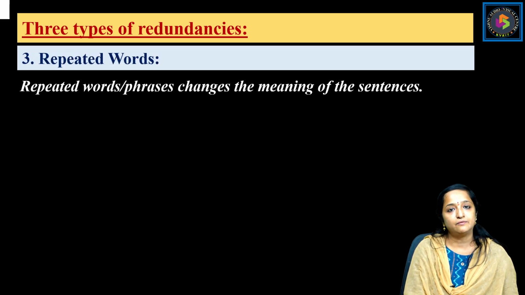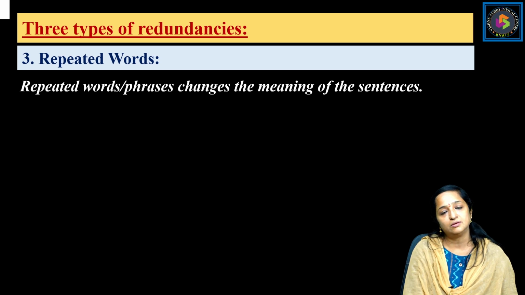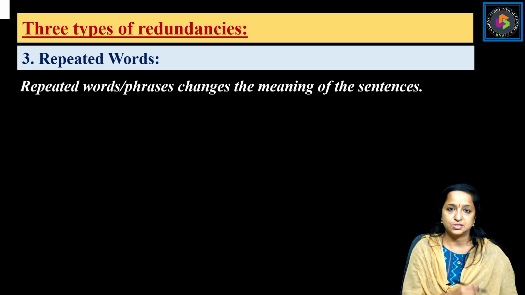Then the third type is repeated words. So repeated words and phrases can change the meaning of the sentence. So let us see how the repeated words will change it.